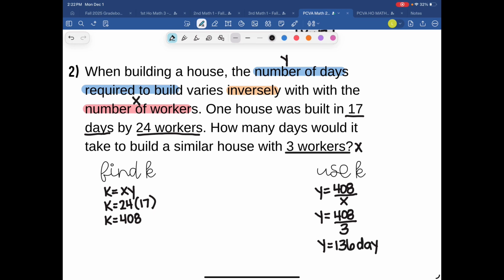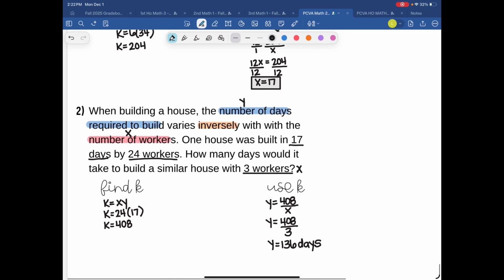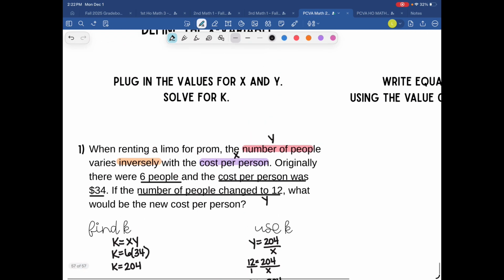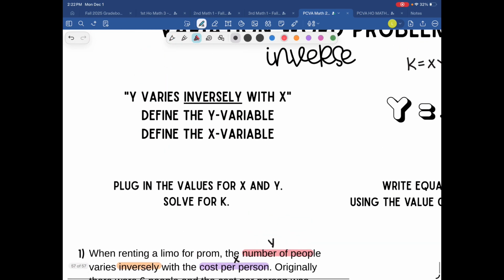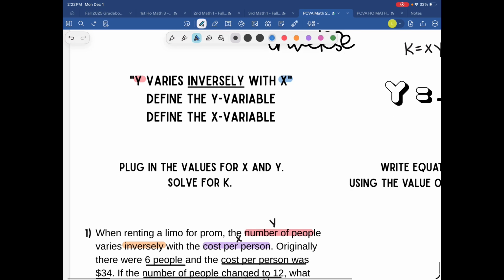So it's super important to make sure you know which is your x and which is your y. And again, that's going to come from the fact that it says y varies inversely with x. So they're always going to say the y value and then the x value when they state that in the sentence.